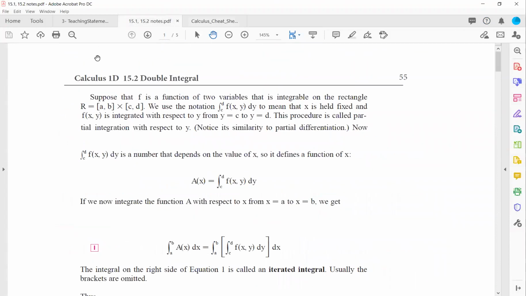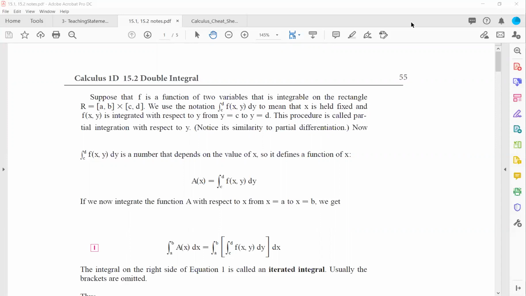Perfect. 15.1, 15.2. So 15.1 and 15.2 are talking about taking the integrals over any other format for a two-dimensional space or a three-dimensional space objects.